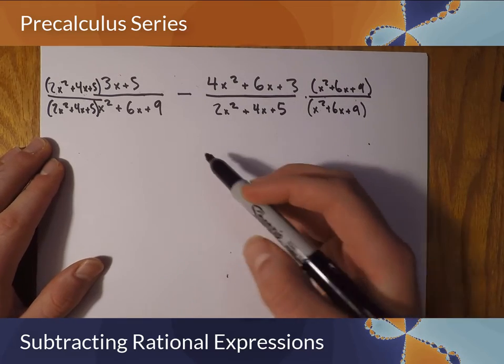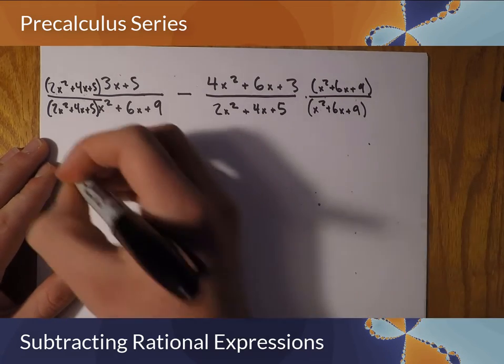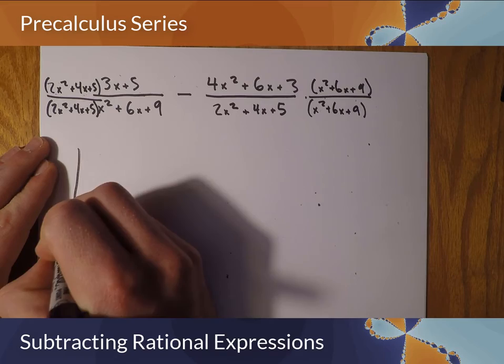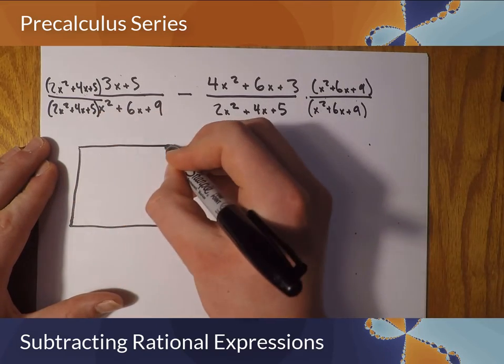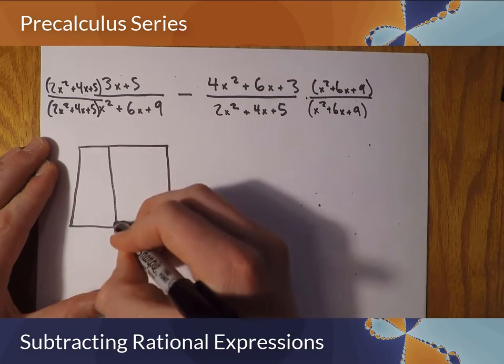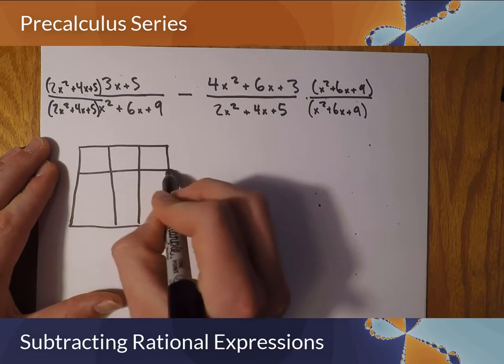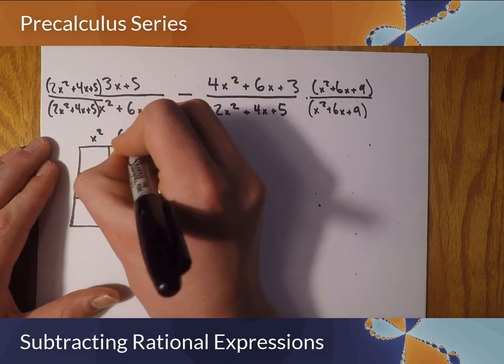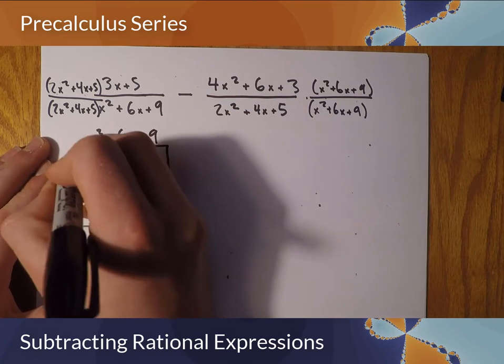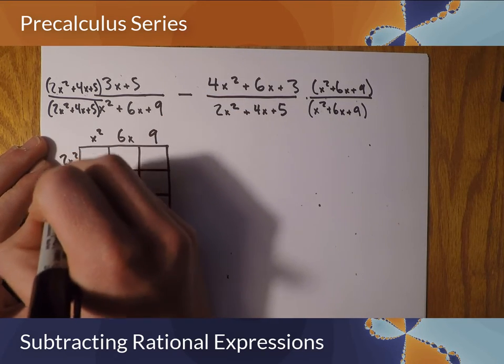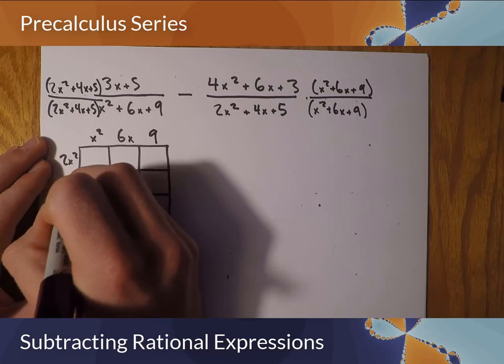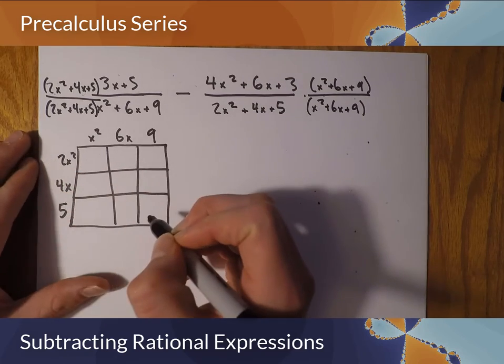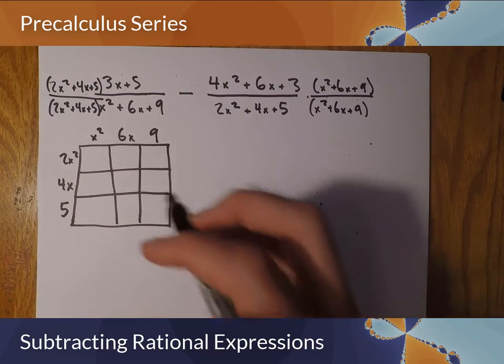Alright, so now what we have to do is I like to create kind of a box, and this is going to be for the denominator. So let's see, here's x squared plus 6x plus 9, and this is 2x squared plus 4x plus 5. I'll move my hand out of the way so you can see that there.